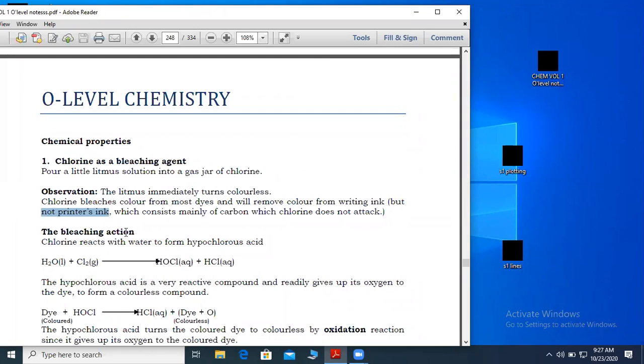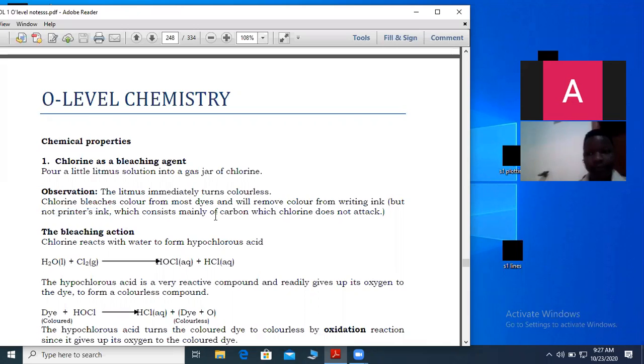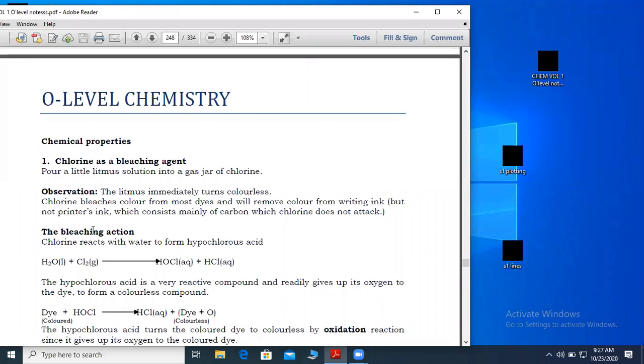The bleaching action of chlorine. I want to tell you this is very, very important. Bleaching action of chlorine. How does chlorine remove the color? What happens when chlorine is added to that white shirt with stains?